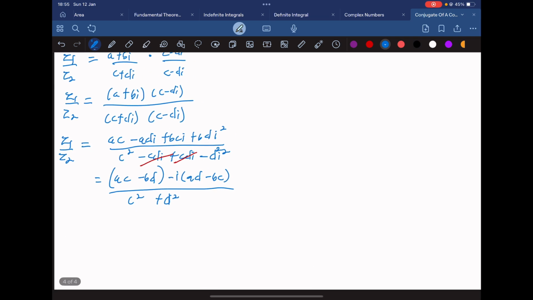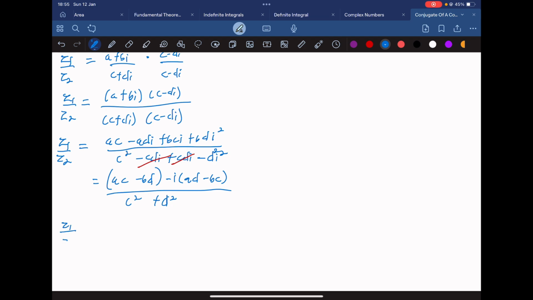So to find the conjugate, so Z1 over Z2 bar, this one is just going to be changing the sign, right? So all that we have to do is to change the sign over here to positive. So we have AC minus BD, then plus I AD minus BC right here. Then remember, this is just the denominator. We just have C squared plus D squared.